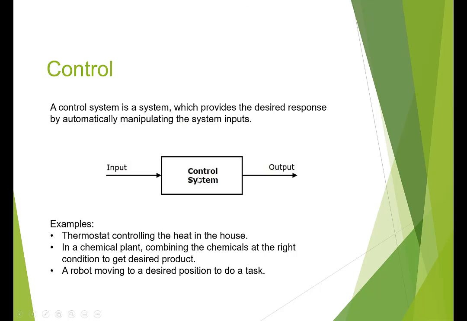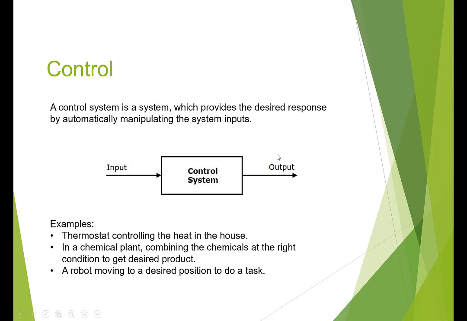Consider a system like here where we have certain inputs and some output. Control means that we want to control or manipulate the inputs of the system in order to get the desired output. That is the main goal of control theory and the whole field of control: how to play with the system inputs in order to get the desired output.